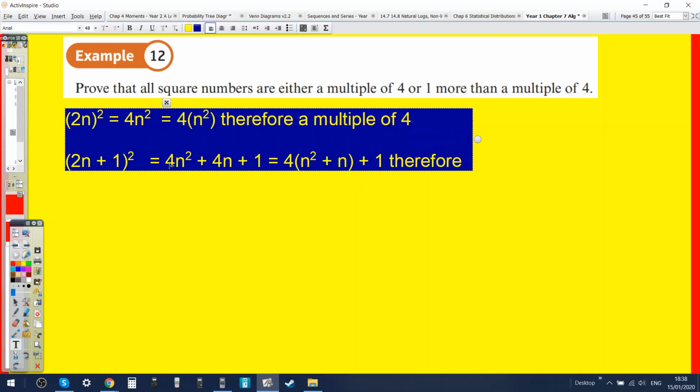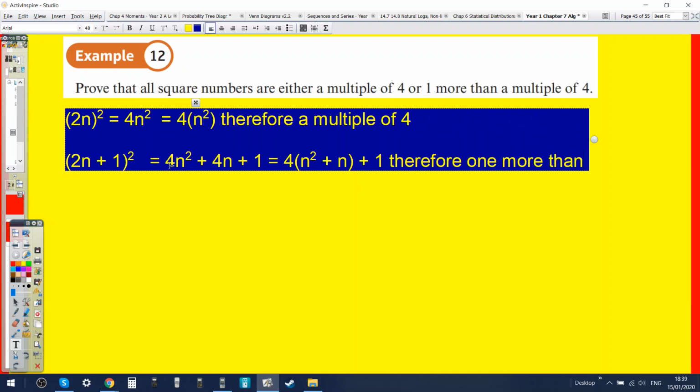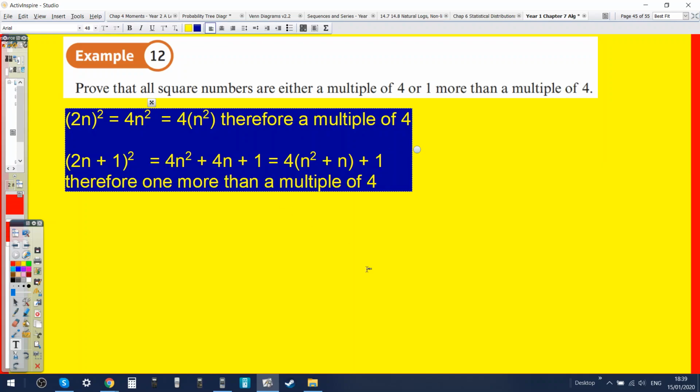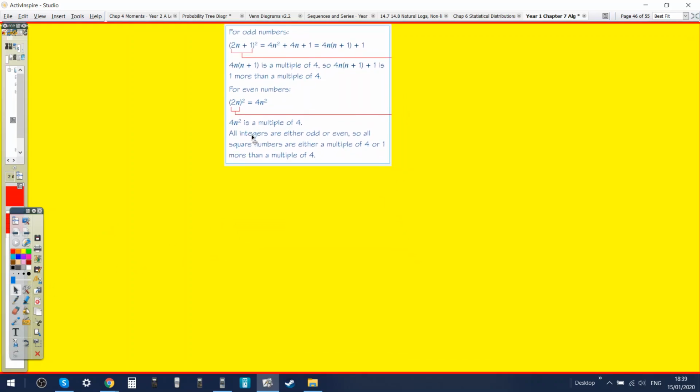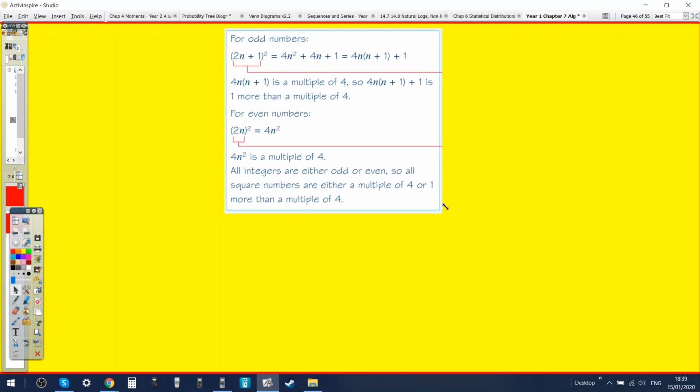Therefore, 1 more than a multiple of 4. Kind of tell a lie actually. 0. 0 is neither odd nor even. So is 0? 0 is a special case. A multiple of 4 or 1 more than a multiple of 4. Is 0 a multiple of 4? I suppose 4 times 0. Maybe that just goes without saying.